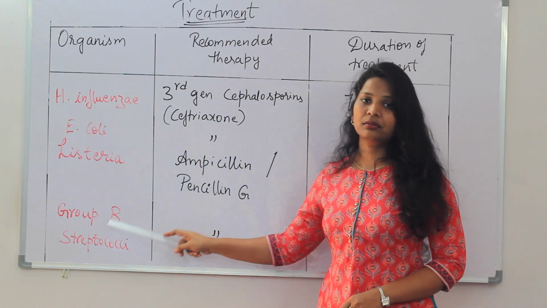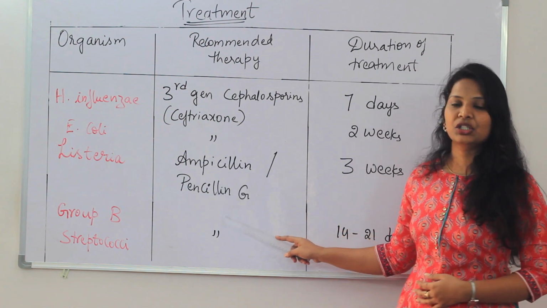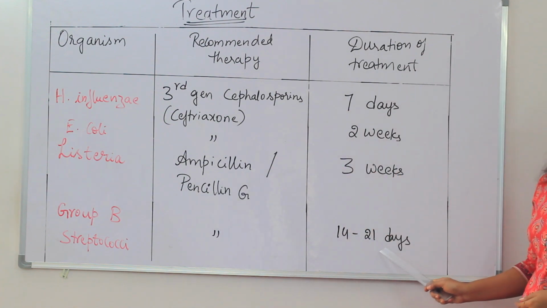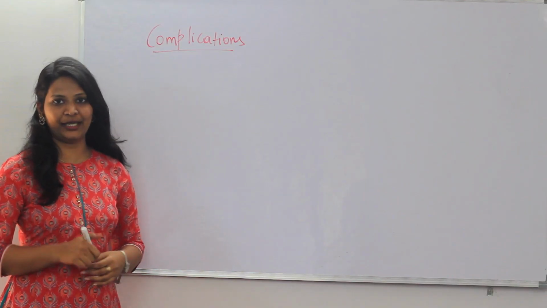Group B streptococci. The recommended therapy is the same again, ampicillin and penicillin G, and the duration of treatment is 14 to 21 days. Now let's see the complications of meningitis.